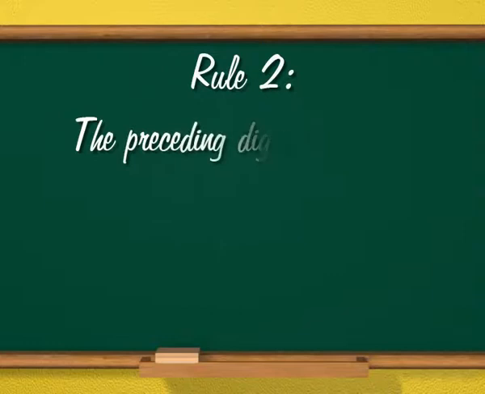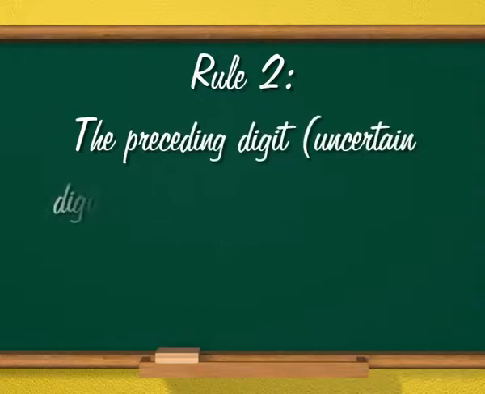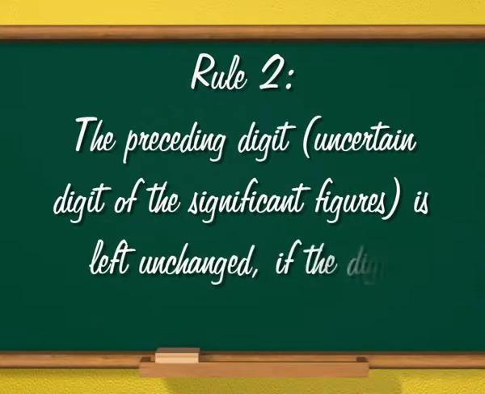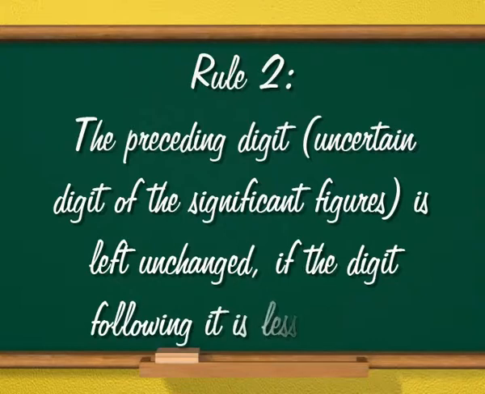The second rule for rounding off is that the preceding digit, that is the uncertain digit of the significant figures, is left unchanged if the digit following it is less than 5.